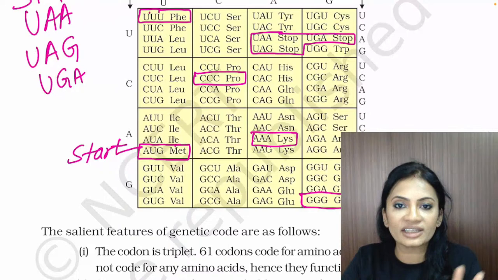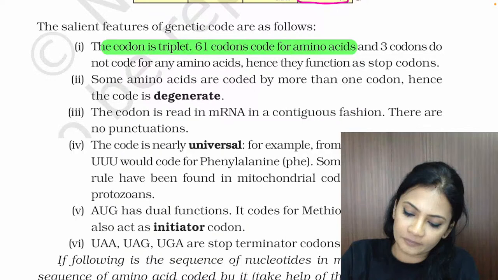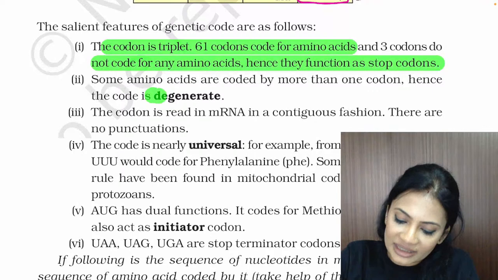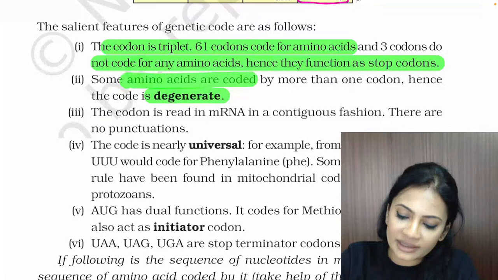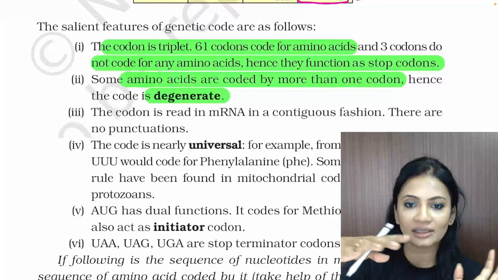Next, salient features of genetic code. Codon is triplet, 61 codons for amino acids. Okay. 3 do not code for amino acids. They are stop codons. It is degenerate. Okay. Because amino acids are coded by more than one codon. One Raja has many Ranis. Degenerate.